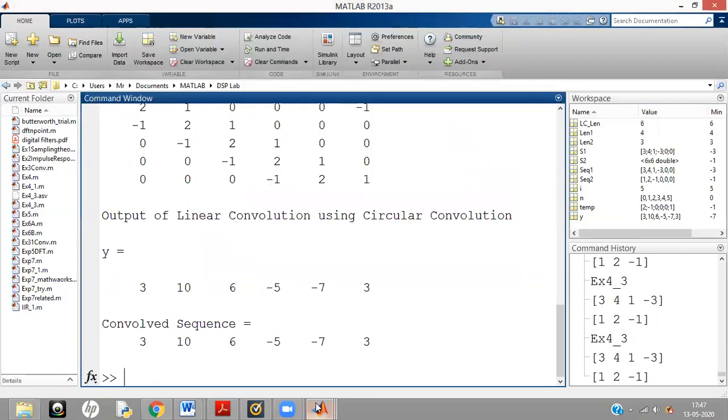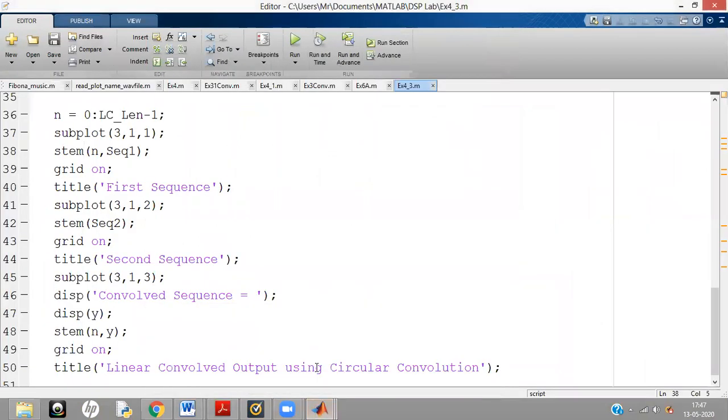This is the program. I have explained the program step by step. I have explained this concept also. Anyways, the concept is already known to you. This is how we obtain the linear convolution of two signals using circular convolution.